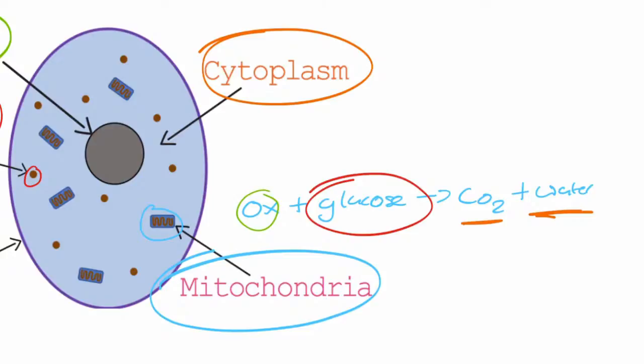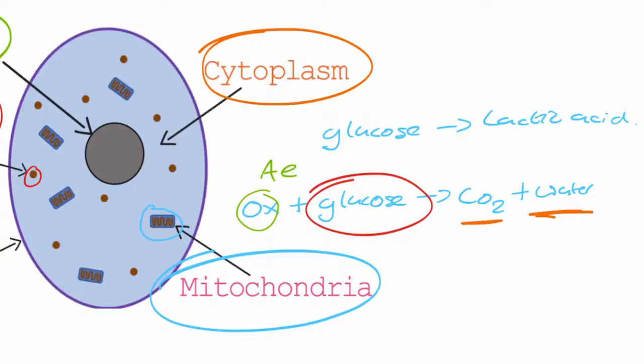So carbon dioxide you breathe out, and then water is a waste product that goes into the bloodstream and then gets dealt with. Okay, this is aerobic respiration. The reason why it's aerobic is because it has oxygen. So aerobic respiration is with oxygen, and if we had anaerobic respiration, it would just be glucose breaking down to then produce lactic acid.